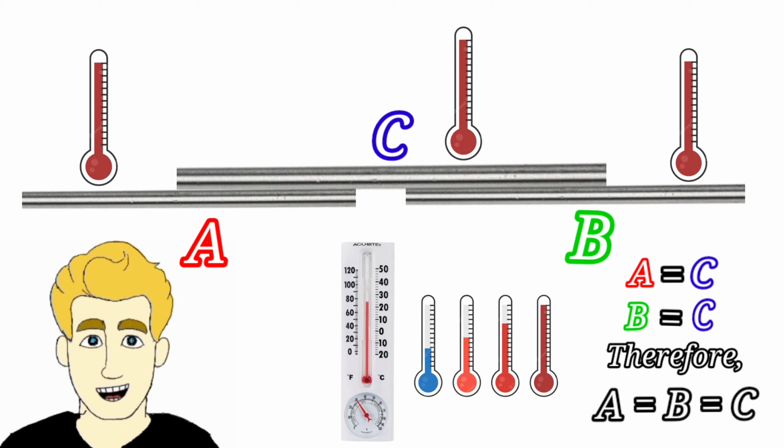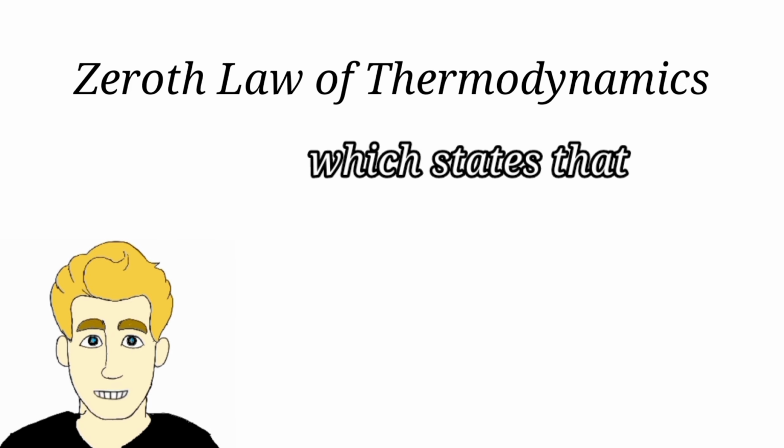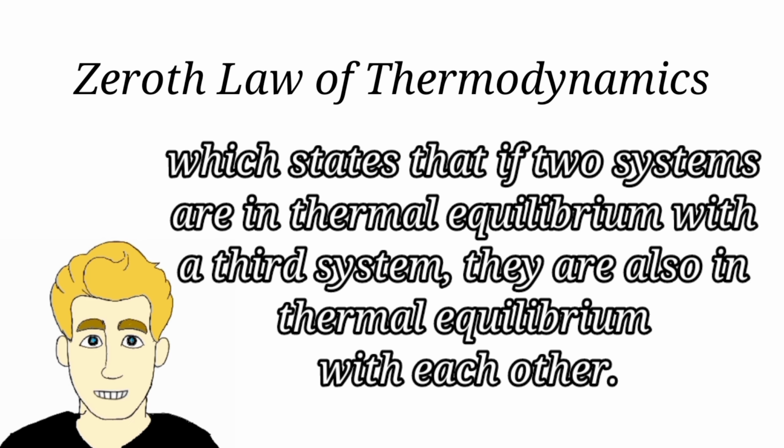Consequently, we can deduce that rods A and B are also in thermal equilibrium with each other, despite not being in direct contact. This observation aligns with the zeroth law of thermodynamics, which states that if two systems are in thermal equilibrium with a third system, they are also in thermal equilibrium with each other.